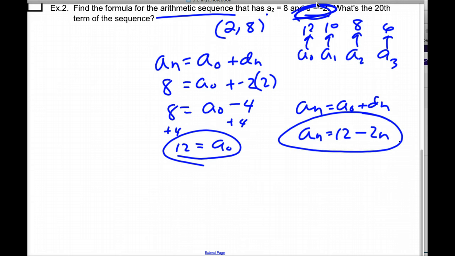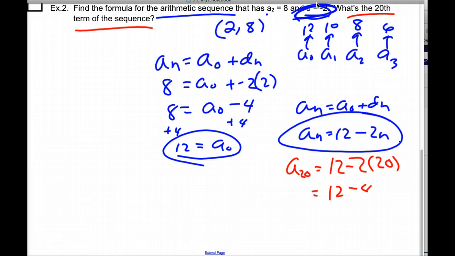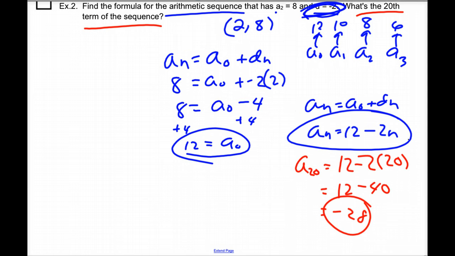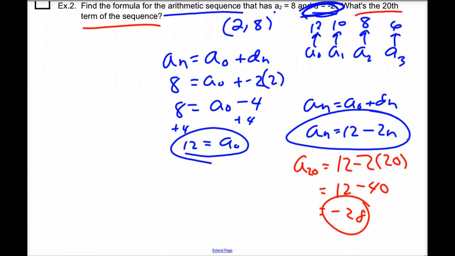There's the formula. I've got a follow-up question up there saying what is the 20th term? What's the 20th term? So that just means find A sub 20, which means plug in a 20. 12 minus 40, you get the 20th term would be negative 28. Okay, let's readjust it a little bit, and we'll move on to the next page.